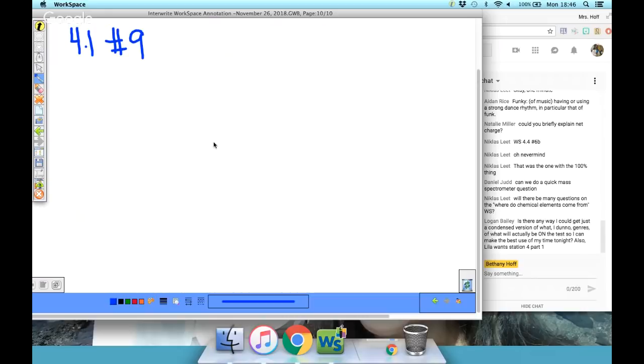Is there any way I could get a condensed version of what there will be on the test so I can make the best use of my time tonight? Also, Lilo on station 4.1. You need to go through your notes and go through your things. I'm not going to tell you exactly what's on the test. So you should know your stations and the things that we're going over, and study your homework.